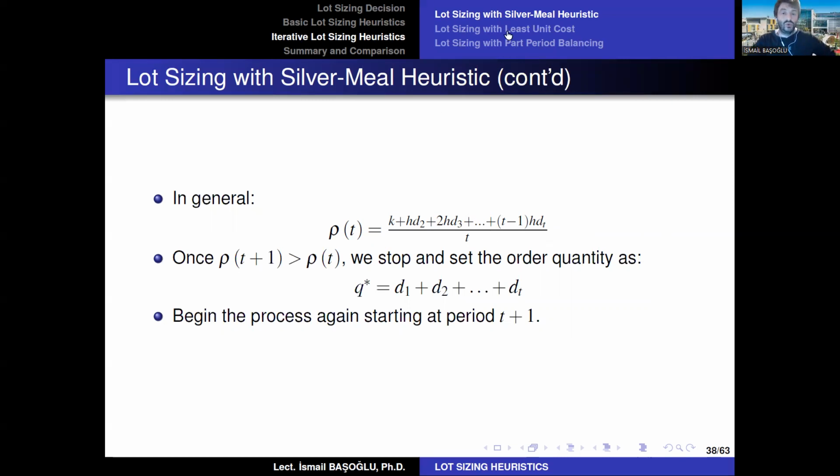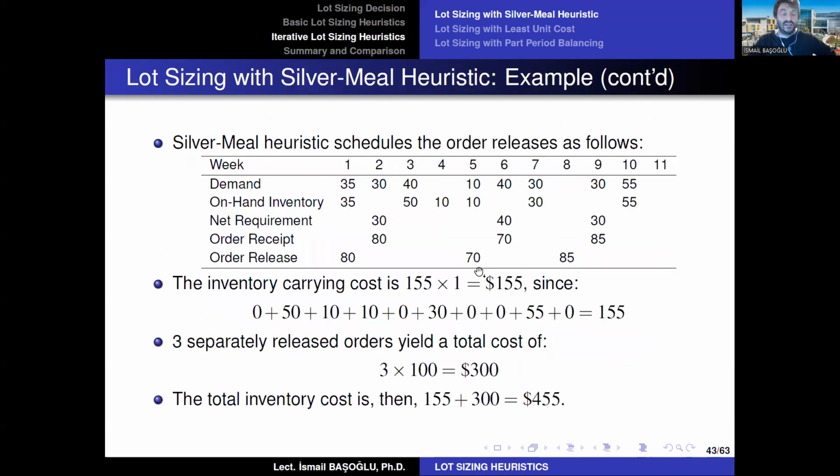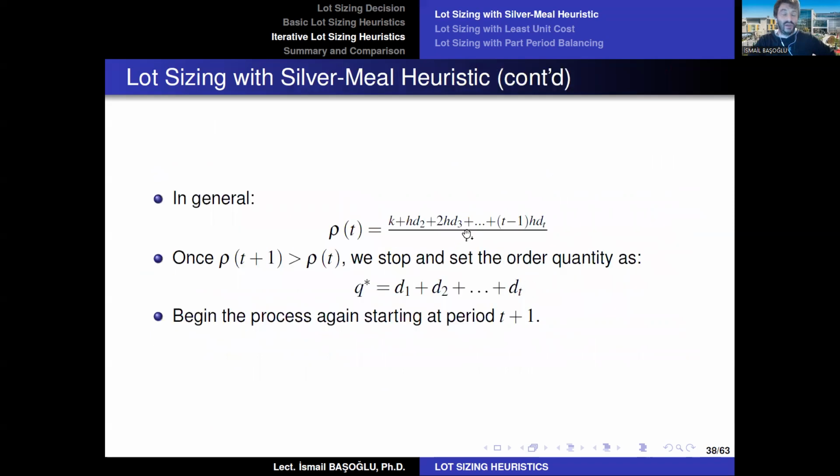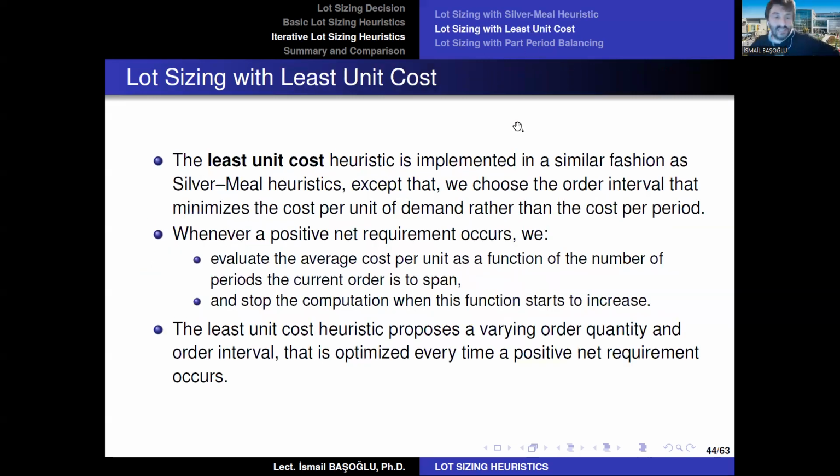Now, the least unit cost heuristic is a little bit different than that. It does not calculate the average periodic cost, but it calculates the average unit cost. So it is going to divide this cost by the total demand amount, okay? Not the number of periods that is spent in this cost calculation. It divides it by the total amount of demand which is involved in this cost calculation. Okay, so this is why it is called the least unit cost.